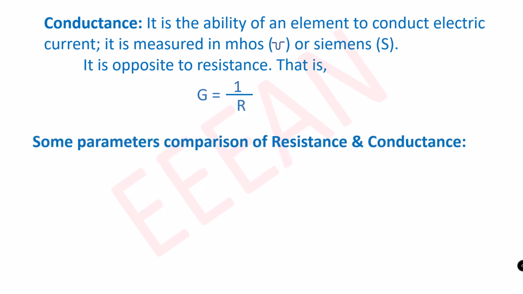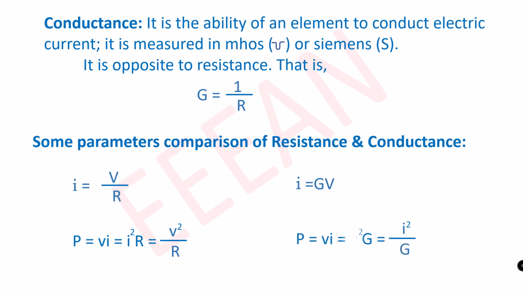Now, some important parameters: a comparison of resistance and conductance. We know I equals V divided by R, and when we put R equals 1 divided by G, then we can write I equals GV. Similarly, we also know P equals VI equals I squared R equals V squared divided by R. And when we put R equals 1 by G, we find P equals VI equals V squared G equals I squared divided by G.